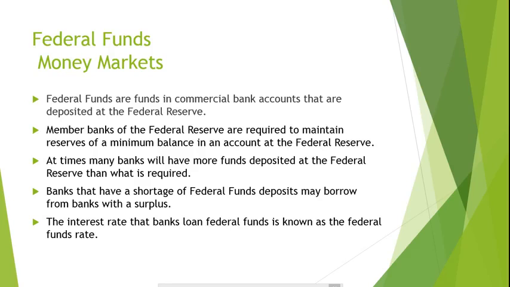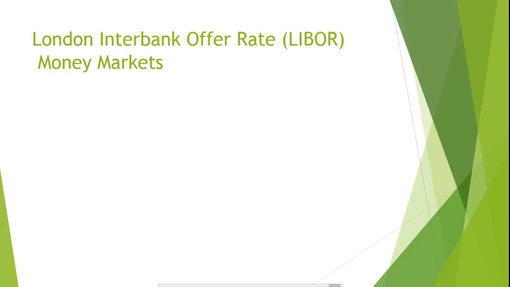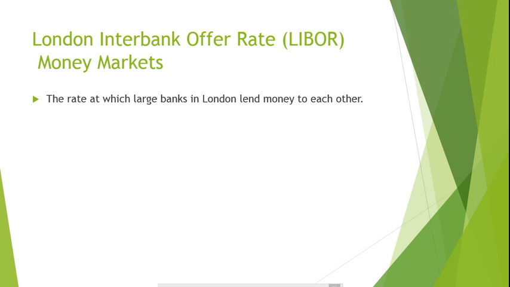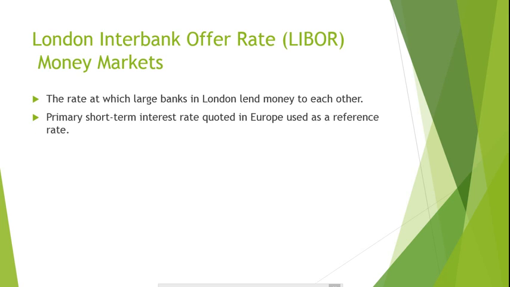The LIBOR market. The London Interbank Offer Rate, known as the LIBOR rate, is the rate at which large banks in London lend money amongst each other. The LIBOR rate is the primary short-term interest rate quoted in the European money market and is used as a reference rate for a large range of financial transactions.